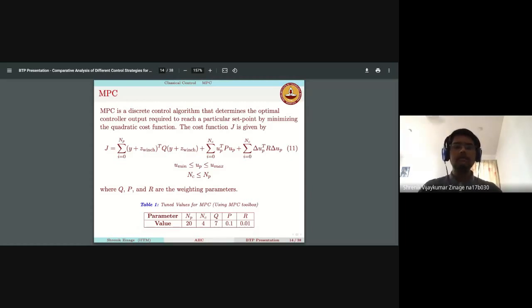Okay, and NP and NC are the prediction and control horizons. NP, the prediction horizon, states that at a particular time instant, how far into the future are you predicting the output? And NC states how many control inputs you are applying after that time instant in order to see the output. So if NC is 4, that means you're applying control input for the next 4 seconds and you're calculating the output for the next 20 seconds from that particular time instant.